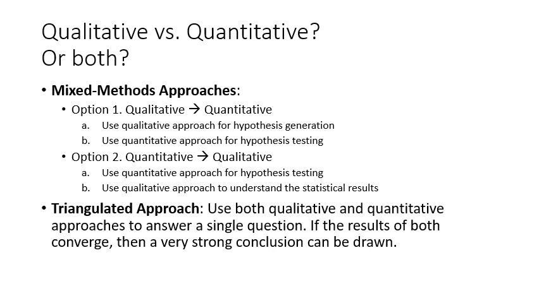A second method is a triangulated approach. We use both qualitative and quantitative approaches to answer a single question. You might be saying that that sounds redundant, but it's not quite redundant, because in the mixed methods approach, we're using these sequentially. A follows B. And then in the triangulated approach, we're using both methods at the same time, and we're using them to support each other. We're not using one to form the other.